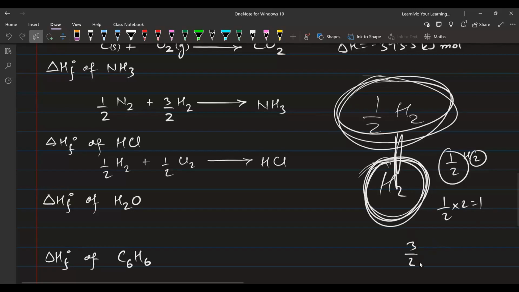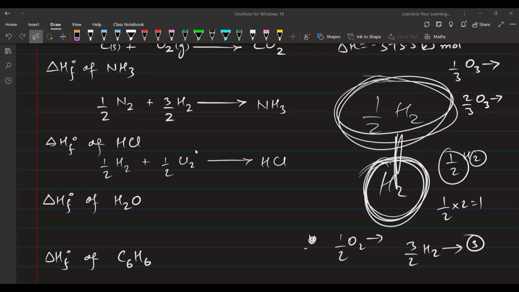Yes, sir. 3/2 H2, how many hydrogen atoms here? 3. 3. Okay. Now if I have half O2, how many oxygen atoms? 1. How many oxygen atoms here? 1. Here? 2. 3. Now can you see the mistake in the water reaction?